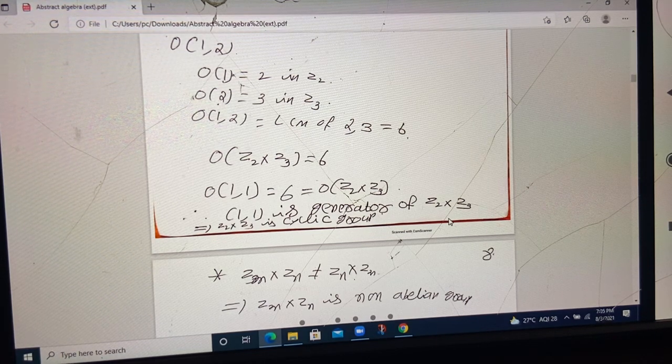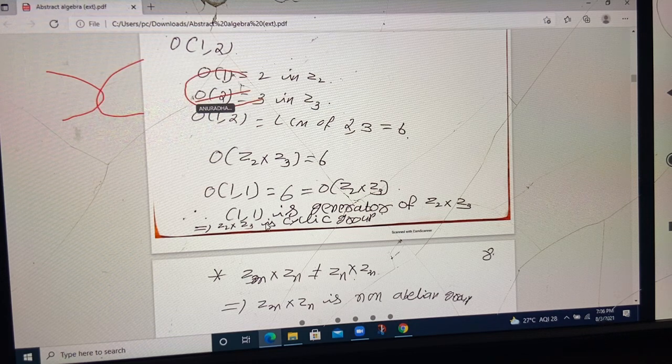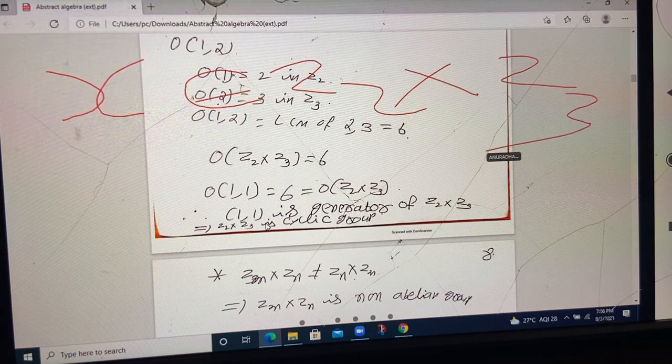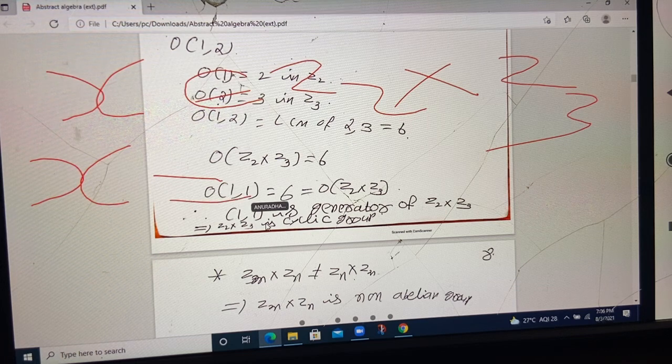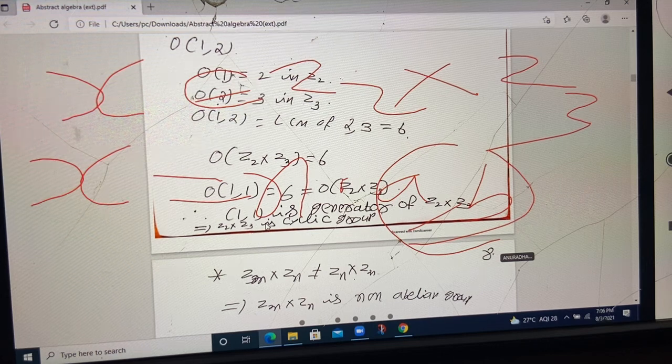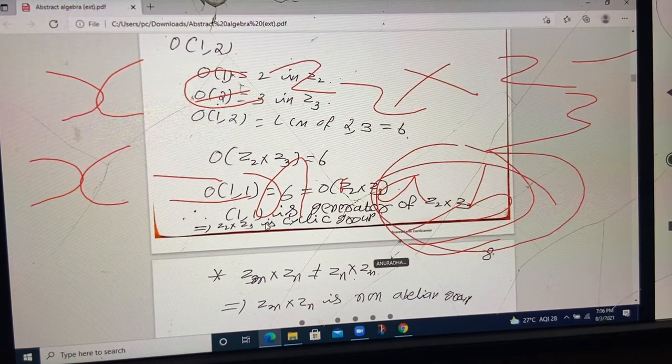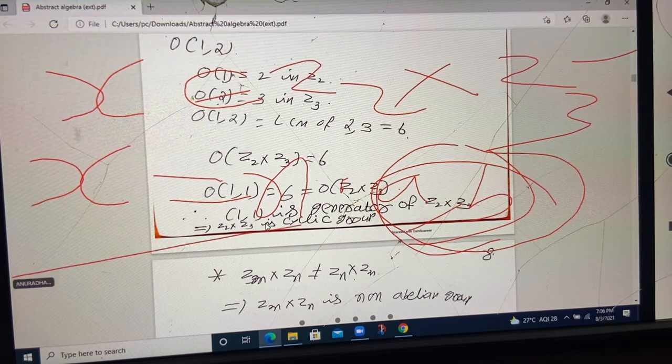Zm cross Zn is cyclic if and only if m and n are co-prime. What is meant by cyclic? There should be a generator. What is meant by generator here? In Z2 cross Z3, what is meant by generator is that every element x belonging to Z2 cross Z3, we should be able to express as n into (a, b). What is n? A positive integer. If we are able to express every element, then we call such an element (a, b) a generator and such a group cyclic.